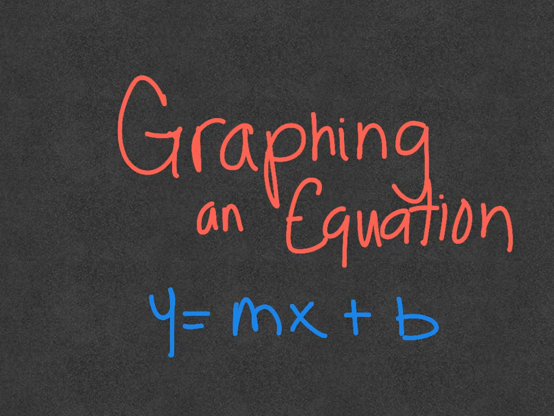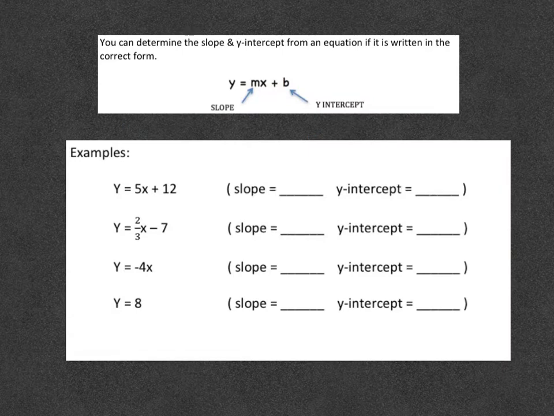In this video, I'm going to show you how to graph an equation, and we're going to do it from y equals mx plus b. You can determine what the slope and the y-intercept is in an equation if it's written in a specific form. This is the form we're going to use. It says y equals mx plus b.